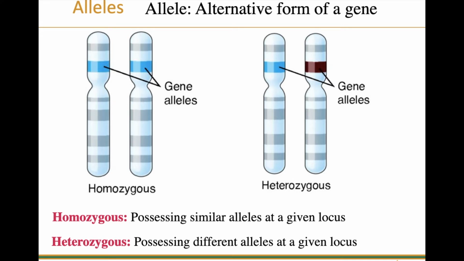And on the left we have someone that's homozygous, meaning they have similar or identical alleles at a given locus. So this person has both alleles blue, so they're going to have blue eyes. On the right, this person is heterozygous. That means they have different alleles at the locus, so they have one blue and one brown.